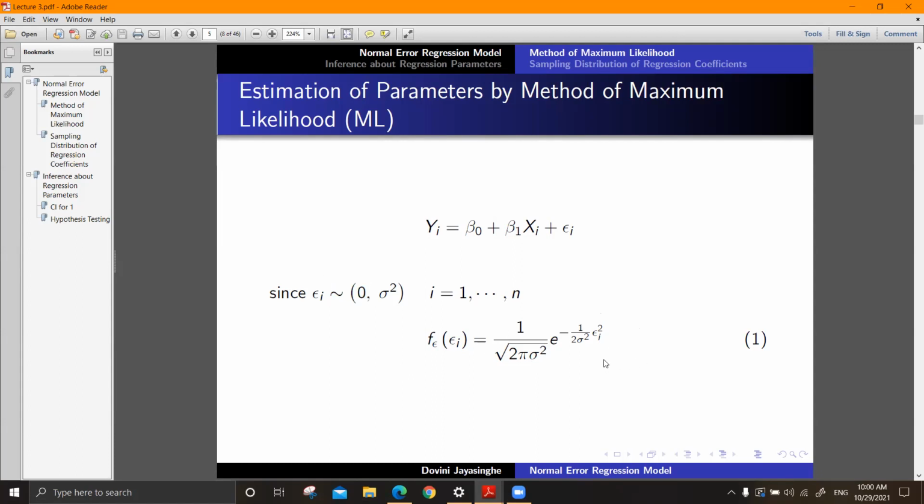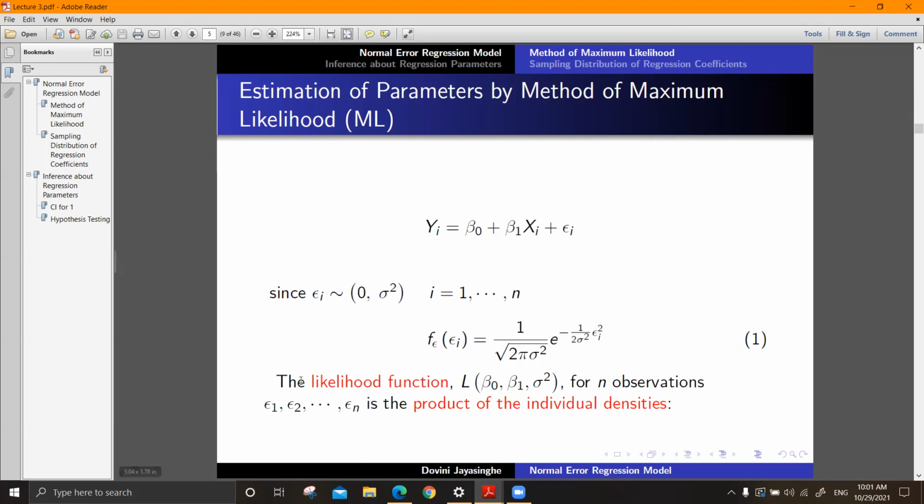So if you know the PDF of the distribution of the random variable, what are you going to do as the maximum likelihood first step? You are going to get the joint distribution for all the observations that you have in your data set. Okay, so the likelihood function is this. We have three parameters here in this case: beta naught, beta 1, and sigma squared. All those are parameters. The mean is known to be zero.